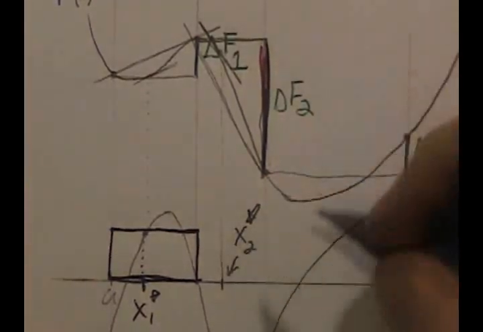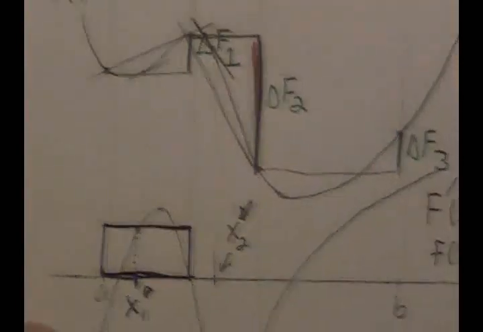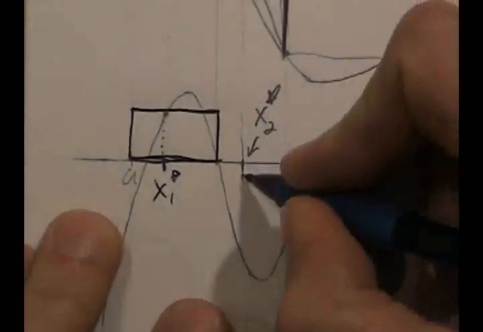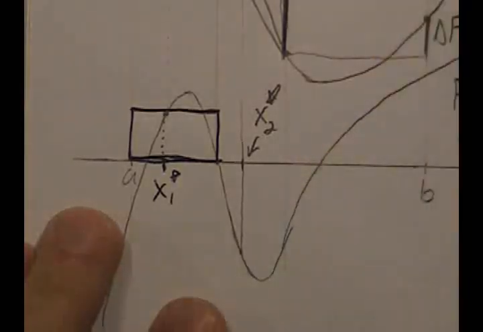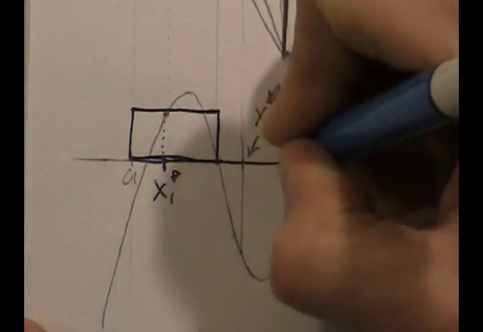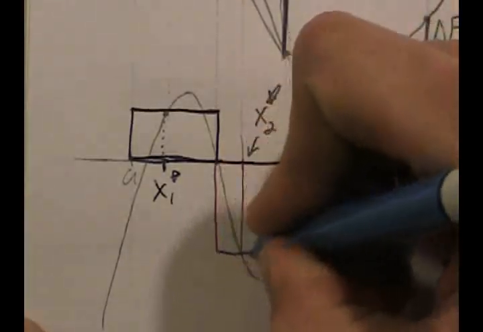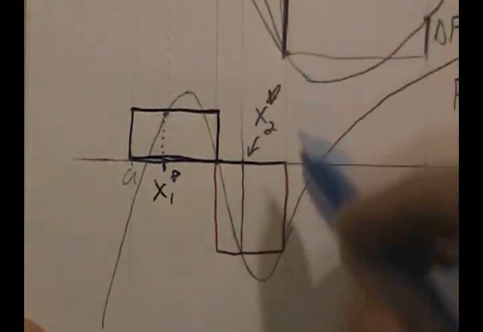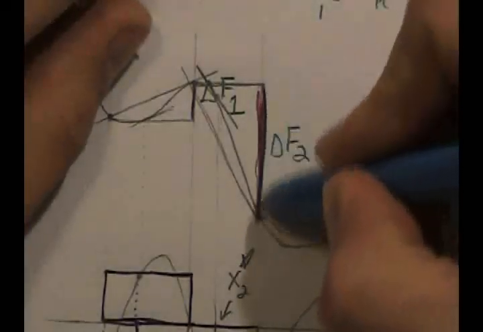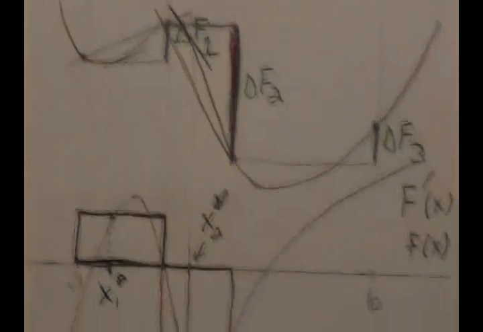That's the magic number. So big F prime of x2 star gives me this negative number, and I get a second rectangle out of it. Delta x2 is this, and the height is this, so that rectangle is like so. The area of this rectangle is equal to the length of this red line here, the original change in big F. And then I'm going to do this one more time.